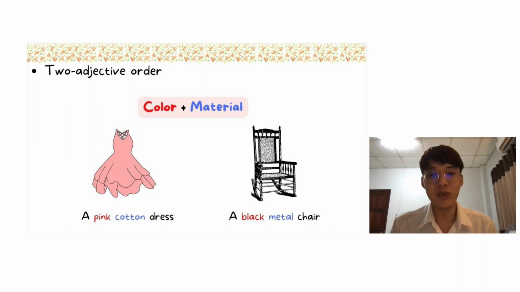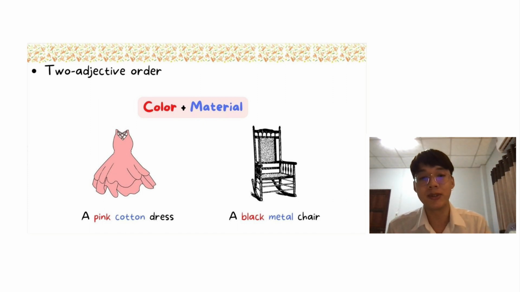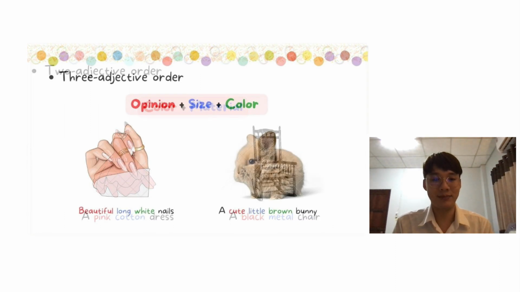Do you remember which type comes first? Yes, the color comes before the material. As you can see from the pictures, there is a pink cotton dress and a black metal chair. The words pink and black describe color, and the words cotton and metal describe material. Do you have any questions? If not, let's move on to the next group.